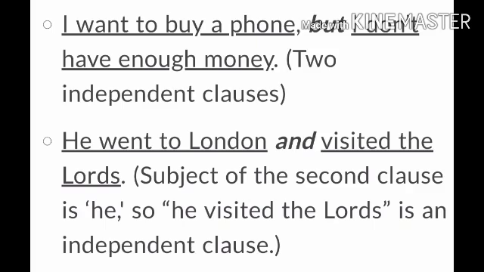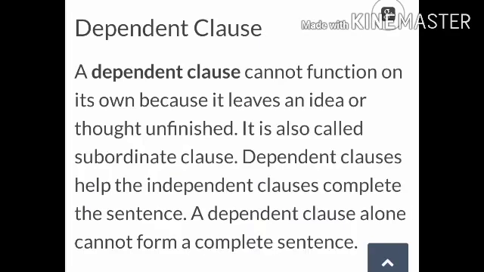Now, let us see what a dependent clause is. We already talked about independent clauses, whereas a dependent clause cannot function on its own. Definitely, because the word itself gives the meaning that it is dependent on others. So that is the reason it cannot function by its own. It leaves an idea or thought unfinished. That means it won't be a complete sentence. It is also called a subordinate clause. So the other name of dependent clause is subordinate clause.